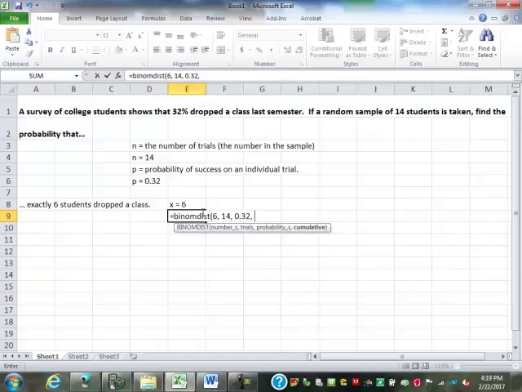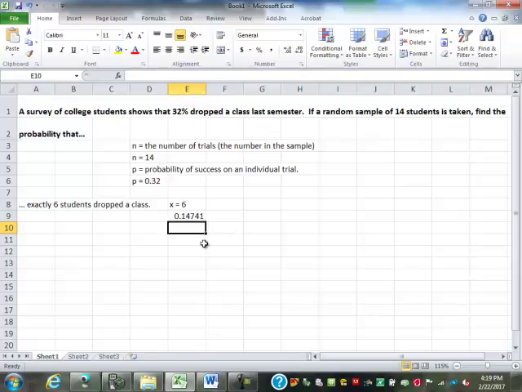Cumulative is asking, are we really using the binom CDF or the binom PDF? If we say false, we're telling Excel that we only want the probability of exactly 6. We don't want 6 or less. That would be the cumulative probability. You want to stick with just the probability distribution. So we get 0.14741 is that probability.